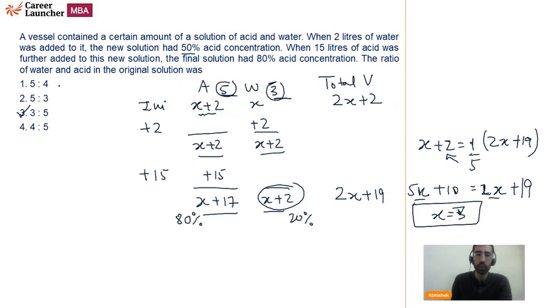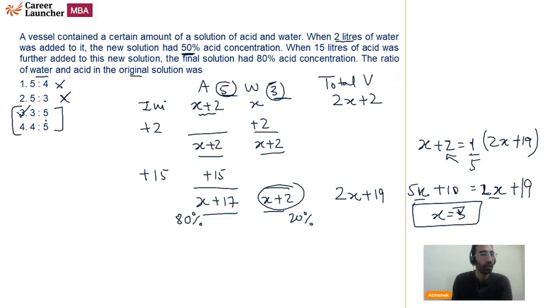Now, you should be immediately able to realize, right, that option 1 and option 2 can't be the answer. In the original solution, water was less. Water is less, right? Which is why when you add water, it gives you 50% solution. After adding water, it's 50%, which means water initially is less. So water to acid can never be 5 to 4 or 5 to 3. There's no way that's the answer. So the answer is either option 3 or option 4.